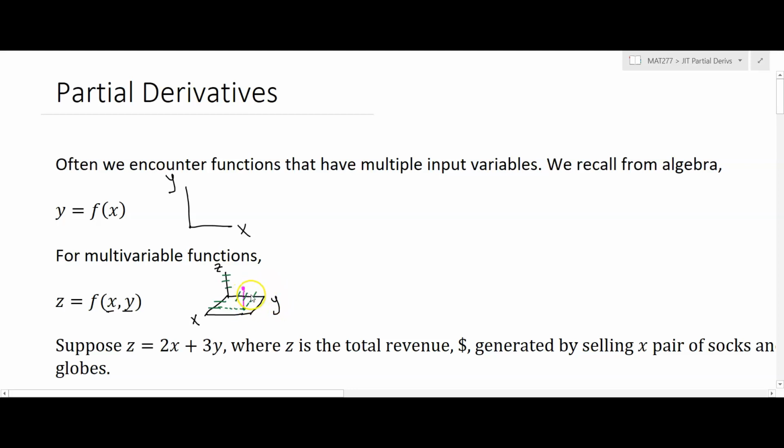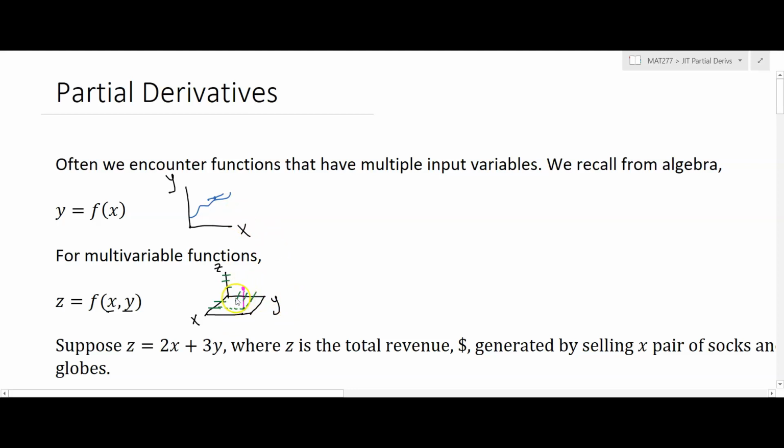And in the situation where we have this, we may want to ask the question, well, how does z change if only x changes? Or how does z change if only y changes? As opposed to up here where we had some single-variable function, and here we said, okay, how does y change with respect to x at that point? And then we could find our derivative, and we find the slope of that tangent line. Same kind of idea applies here, but we have two directions we can go in.